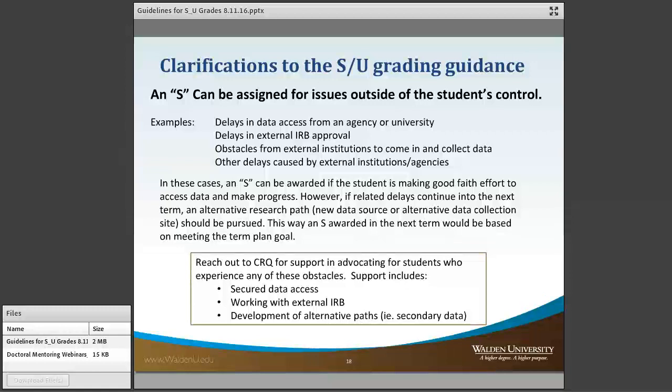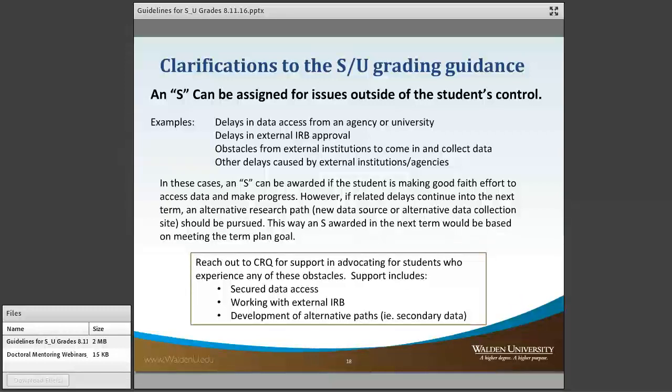It's really important to note, though, that if those delays continue into the next term and there's concern about whether the student is actually going to be able to gain access to that data at that site, then it might be time to actually look for a different site. So what you would need to do is to make certain that you're working with the student to provide them with other avenues and help them think about other avenues if needed.